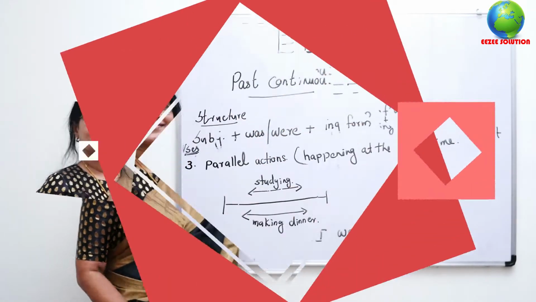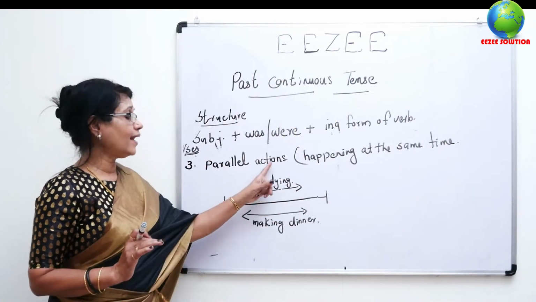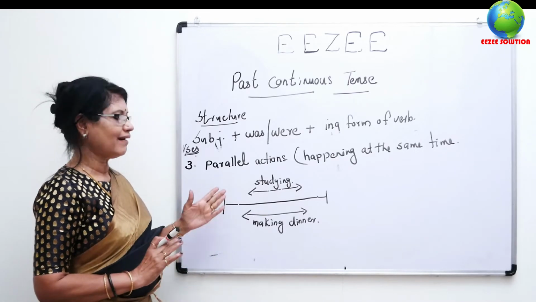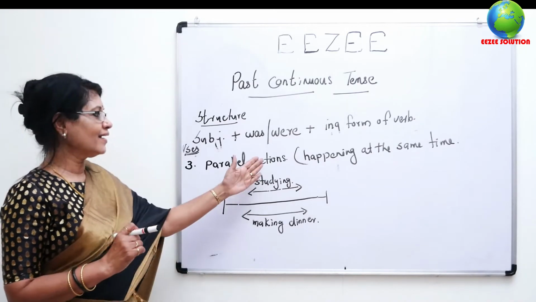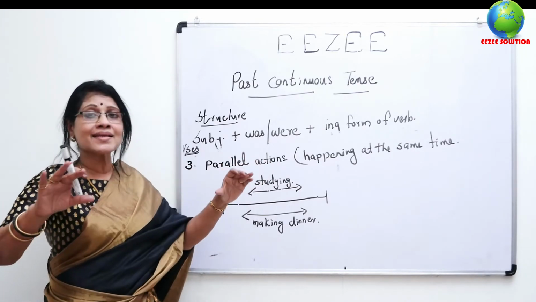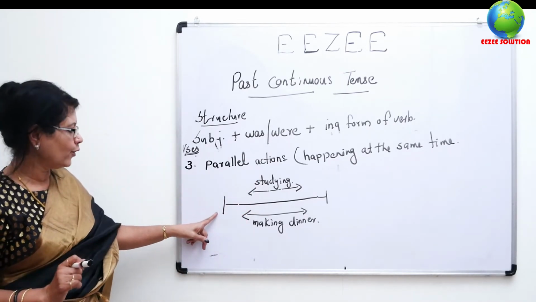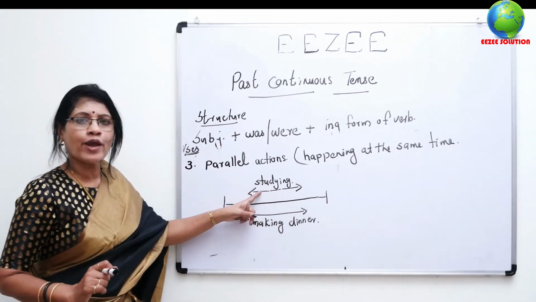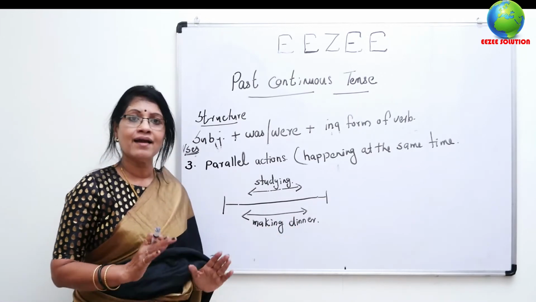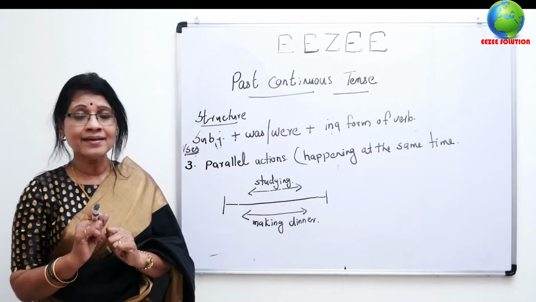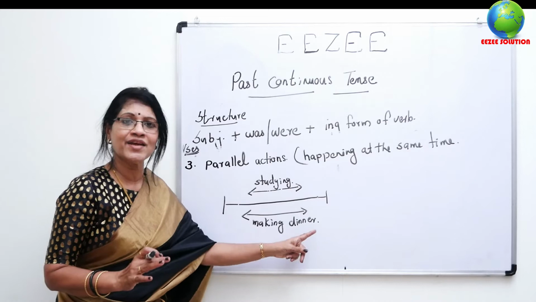So when we describe actions happening at a specific time in the past, we can use past continuous tense. Another situation when we can use past continuous tense is parallel actions. What are parallel actions? You might have heard about parallel lines in maths. Here, parallel action means happening at the same time. Look here, there is a timeline for you. One action is going on here, studying. Here another action is going on, making dinner. While he was studying, I was making dinner.